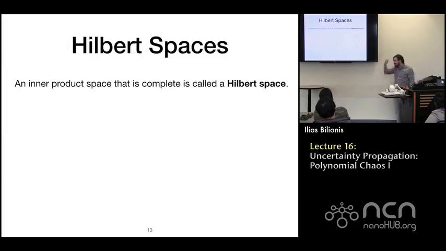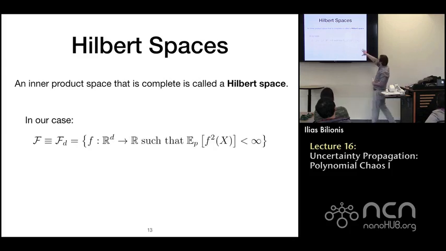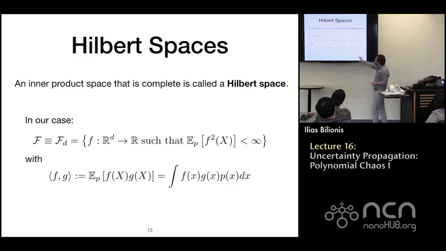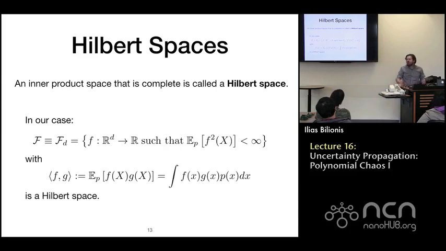And a Hilbert space is just a vector space with an inner product that is complete, okay? A vector space with an inner product in which sequences that look like they converge do converge to a point in the space. In our case, the space of square integrable functions with this inner product, which is just the integral between two functions, is a Hilbert space. Okay? So why do we care?